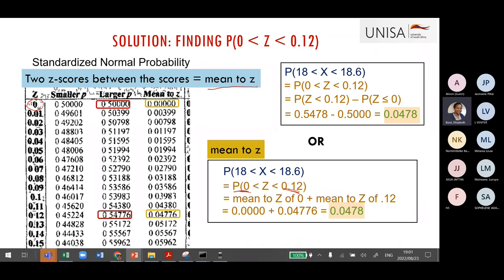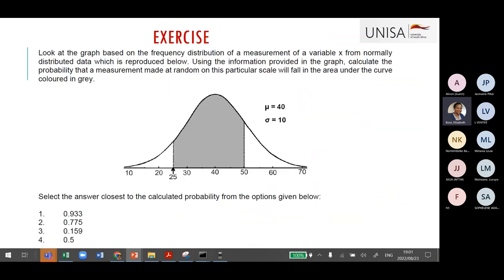Now, it's not as simple as this. Let's look at an example from your module. Look at the graph based on the frequency distribution of measurement of variable X from normally distributed data, which is produced below. Using the information provided in the graph, calculate the probability that the measurement made at random on this particular scale will fall in the area under the curve colored in gray. So already they are telling us that we need to calculate the probability of the between. So they gave us the normal distribution table with the z values, which are raw scores, but they also gave us the mean, population mean, and the standard deviation.